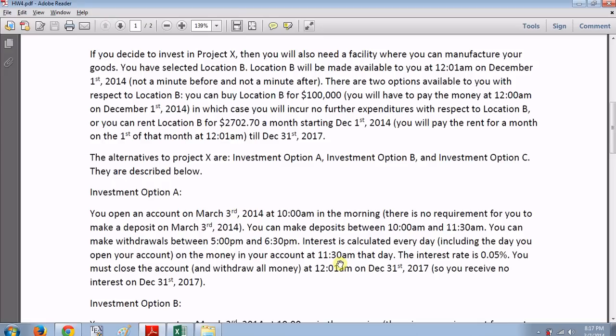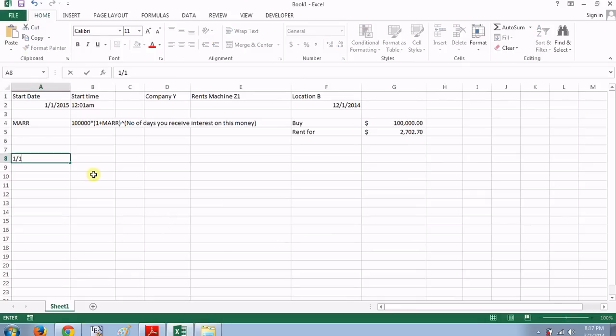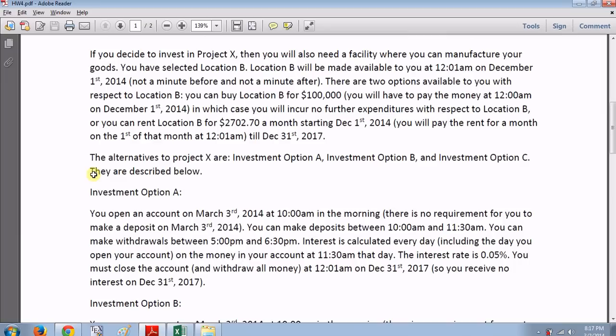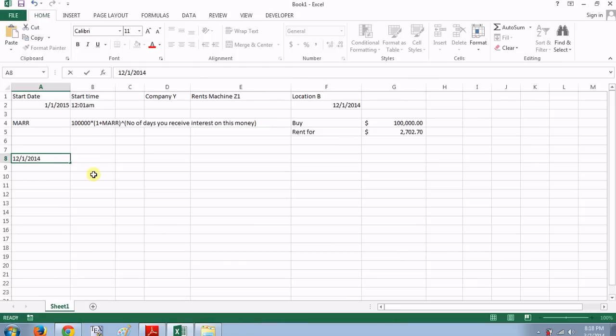Okay, coming to the part where calculations should be made easier. What I'm going to do is just type in the dates. So the first rent, if you choose to pay rent, will be paid on December 1st, 2014. Okay, when is the second rent you have to pay? When is the second month where you pay the rent? That's the 1st of Jan, 2015.